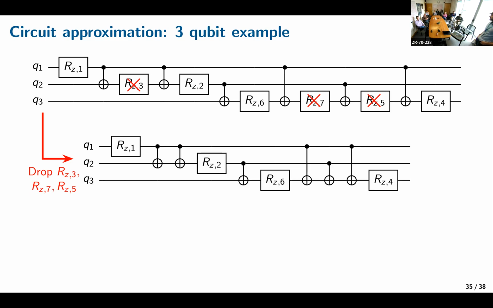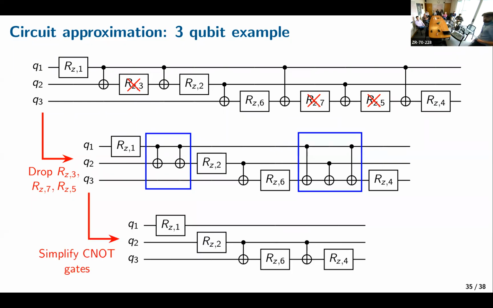But now at this point, we see that we can actually simplify the C0 gates. Because the product of 2 C0s is the identity, we can just drop this completely. And then we can use properties of C0 gates to commute this past this one and drop 2 of those 3. After simplifying these C0 gates, we get in the end our approximate circuit that, instead of having 6 C0s, now only has 2. And so this is how the C0s get reduced when you approximate your circuits. Okay.